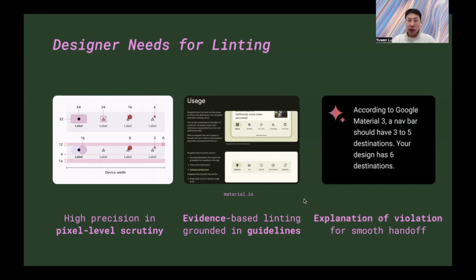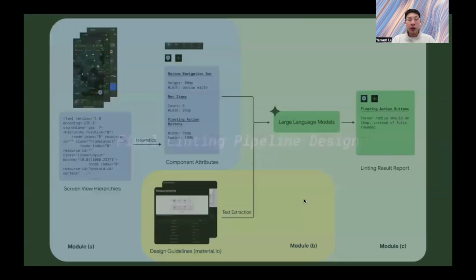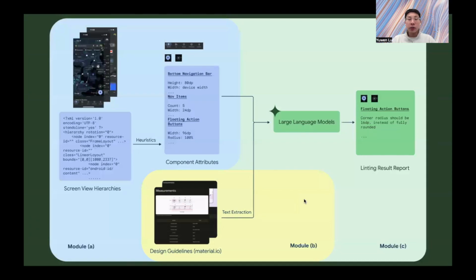So considering all of these needs, combined with all of our experience in the prototyping processes earlier, we came up with this final linting pipeline design using large language models and heuristics. And let's take a look. So this pipeline really has three modules.